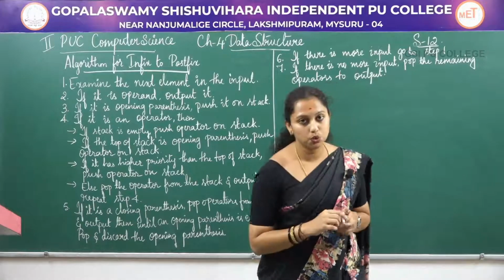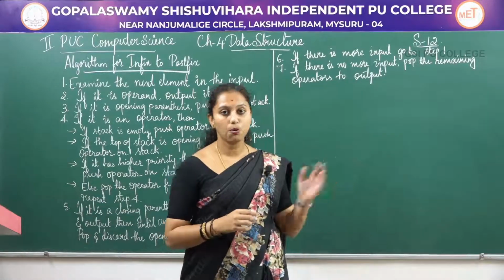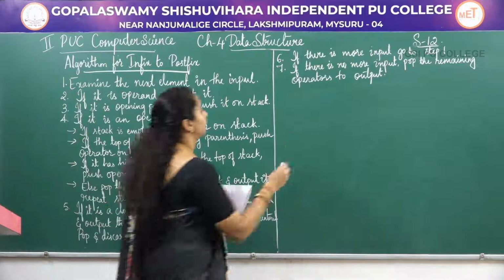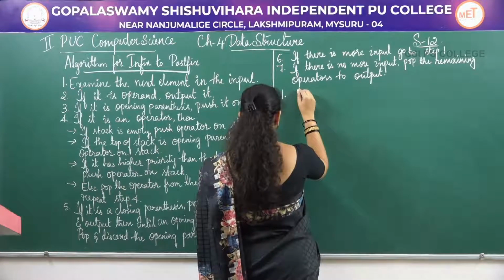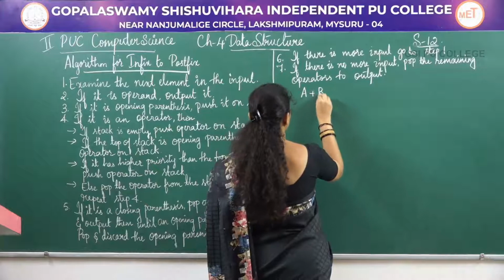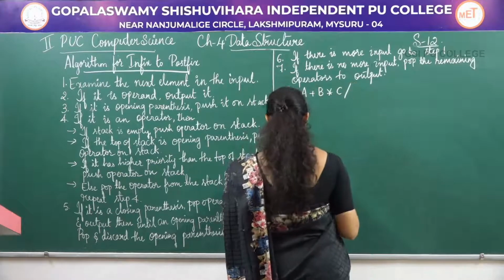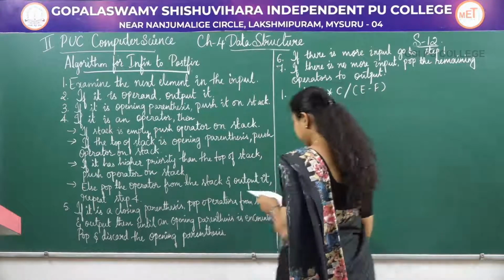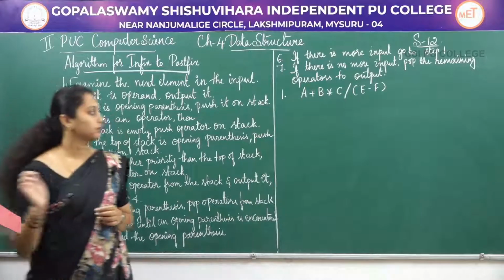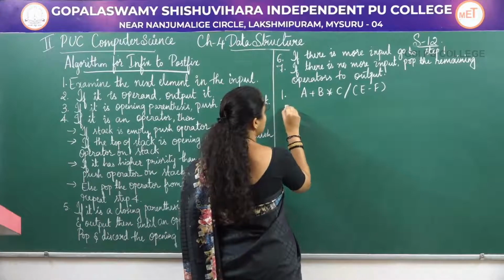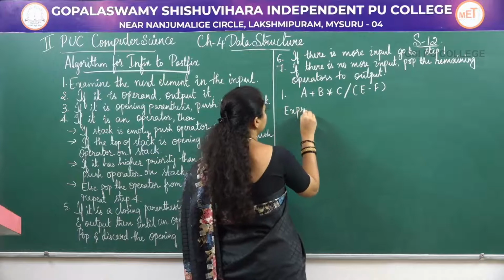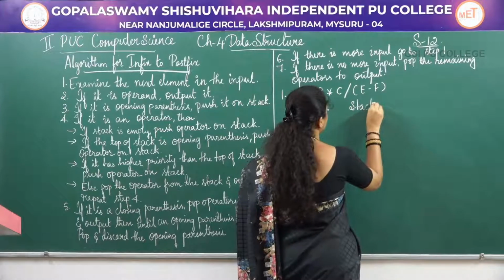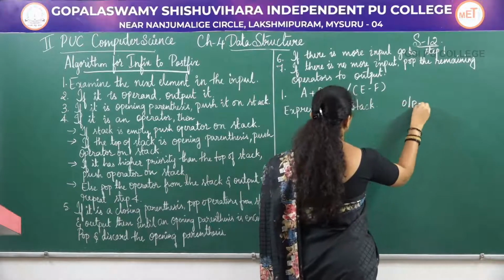Now let us see how to convert from infix expression to postfix expression. First expression, a plus b star c minus f. The first column is the expression column, then the stack, then the output.